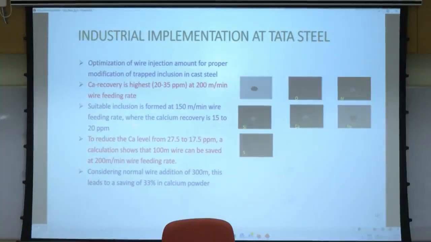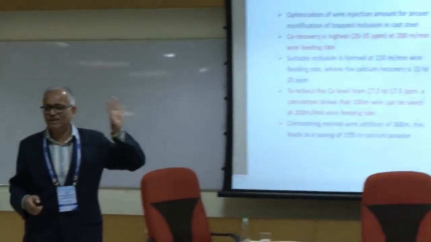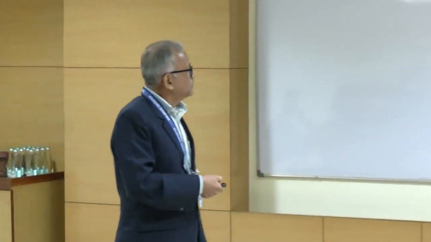Basically, we will not consider this speed. We are considering this much calcium. On average, it is 17.5. So the calcium level has to be reduced from 27.5 to 17.5, and this we can do simply by reducing the wire injection, and we should keep the speed at 200 meter per minute when the recovery is maximum. If we do that, the wire addition is decreased. 100 meter of wire we can save, and that amounts to around 33% saving.